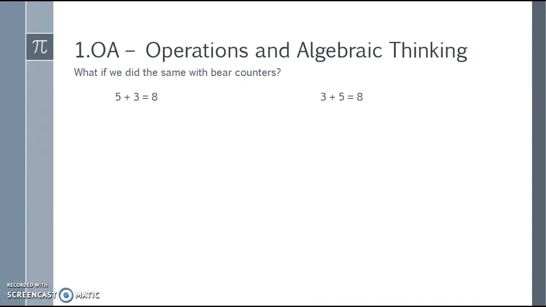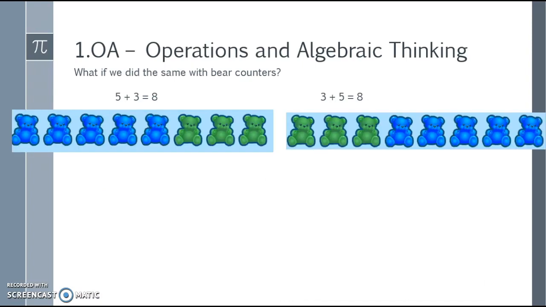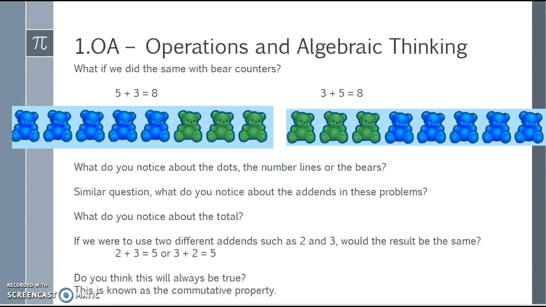What if we did the same with bear counters? I have 5 bears and I add 3, or I have 3 green bears and I add 5. I still see that altogether I have a total of 8 bears. So when we look at the dots, the number line, and the bears, what do we notice about all of them together? Well, we see that no matter what type of objects we use to count, we still get to 8. What do you notice about the add-ins in these problems?